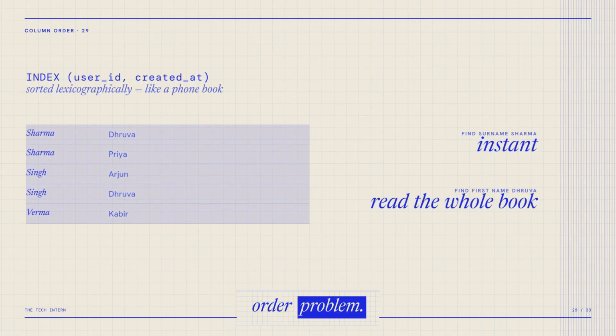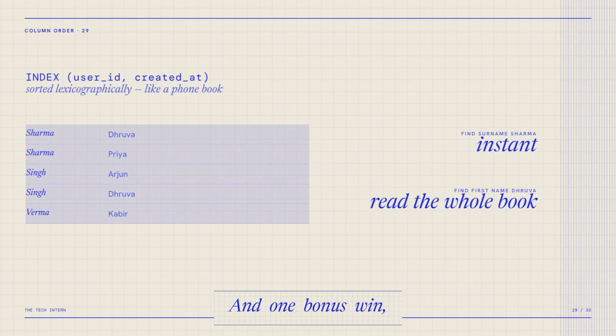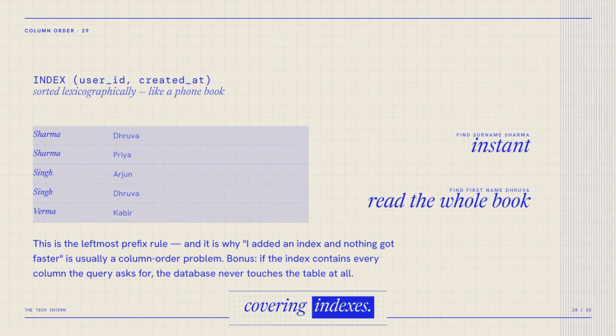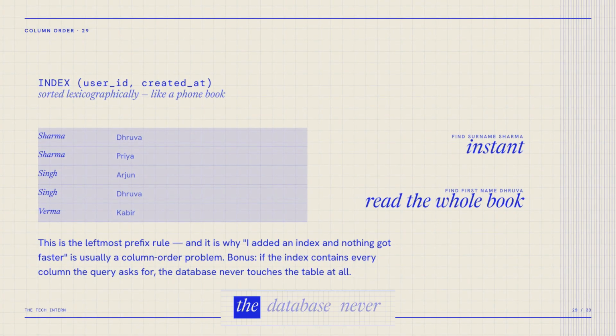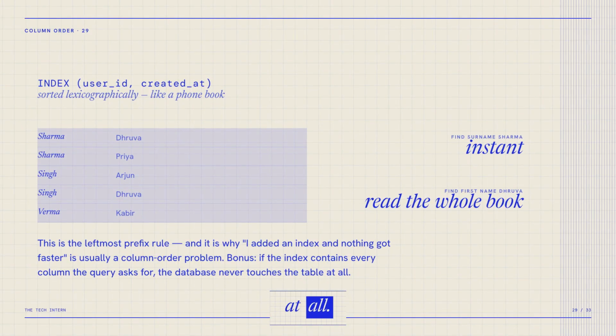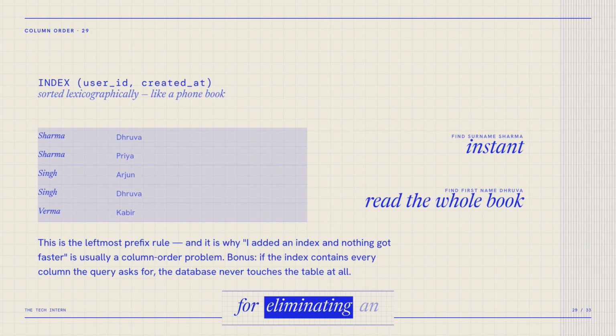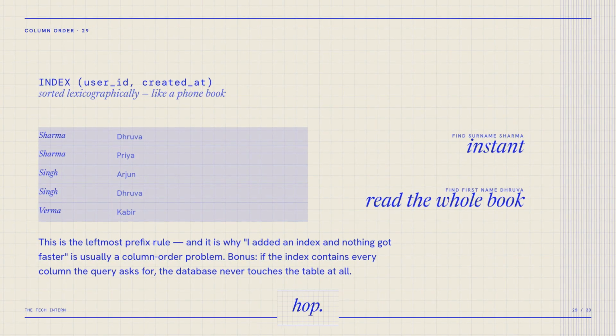column order problem. And one bonus win, covering indexes. If your index contains every column the query asks for, the database never touches the table at all. It answers straight out of the leaf. Postgres calls it an index-only scan. Trades a bit more index size for eliminating an entire disk hop.